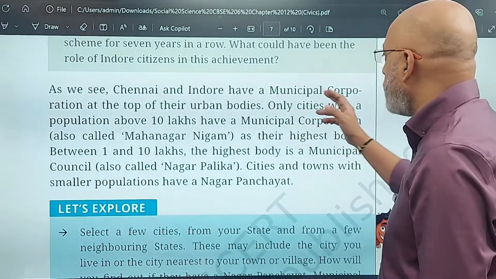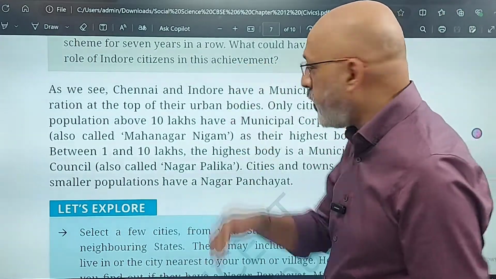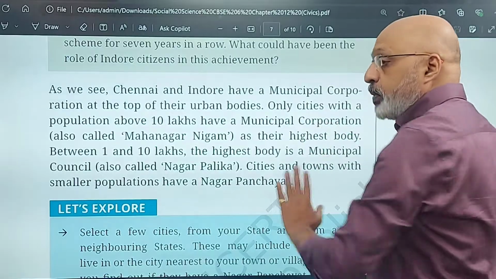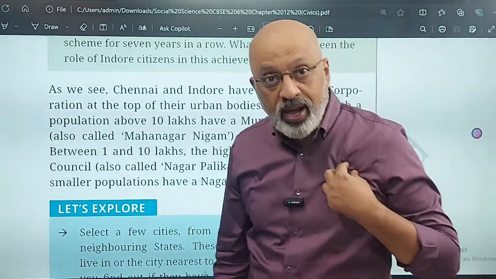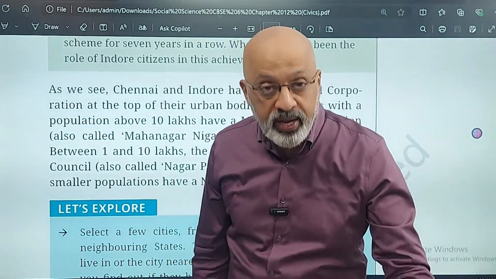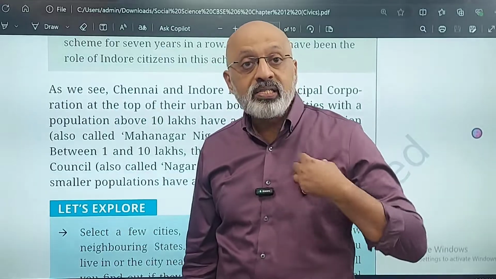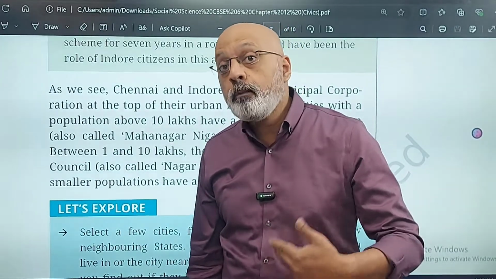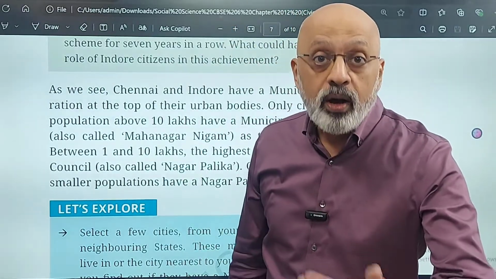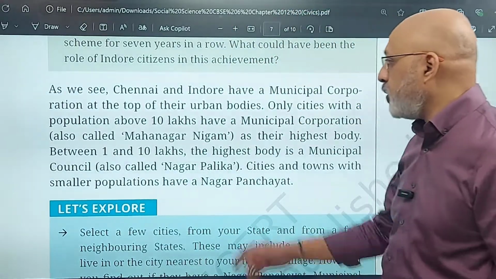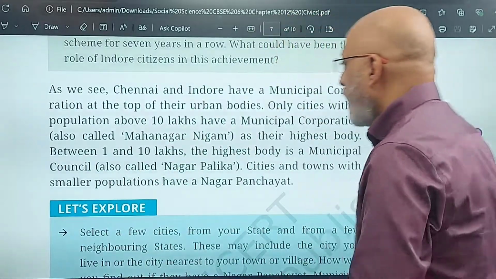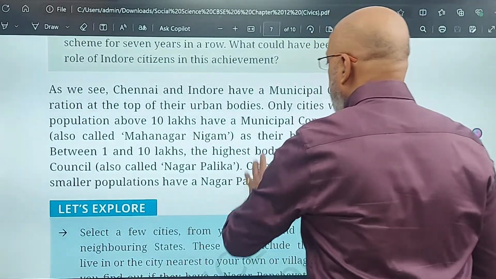So Chennai and Indore have a municipal corporation at the top of the urban bodies. Only cities with a population of above 10 lakhs have a municipal corporation. So Hyderabad will have, Bangalore will have, Chennai has, Kochi has, Delhi has, Mumbai has, Nagpur, Pune. So these are all big cities which will have a municipal corporation because the population is over 10 lakh people living in that city. It's called Mahanagar Nigam.